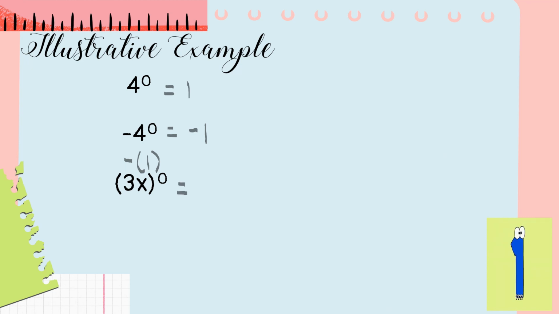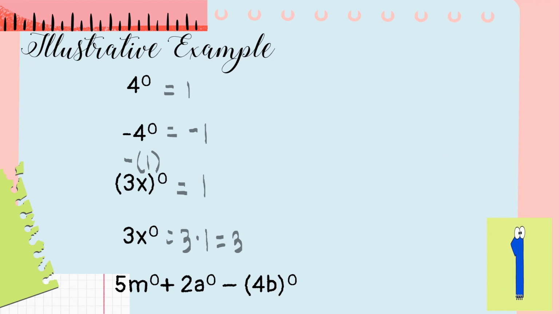What's your answer? Alright, the answer is also 1, because 3 and x are both raised to 0. Next, 3x raised to 0. In this case, x is the only expression raised to 0. So we have 3. X raised to 0 is 1. So 3 times 1 is 3.